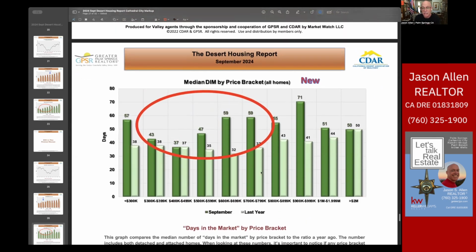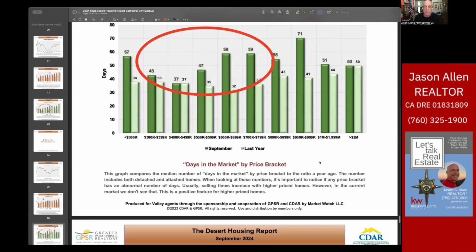And then these are median days on market by price bracket. So in the 400 to 500,000 range valley wide, you can see it's identical to last year, a little bit higher here, significantly higher as you go into these higher price brackets.